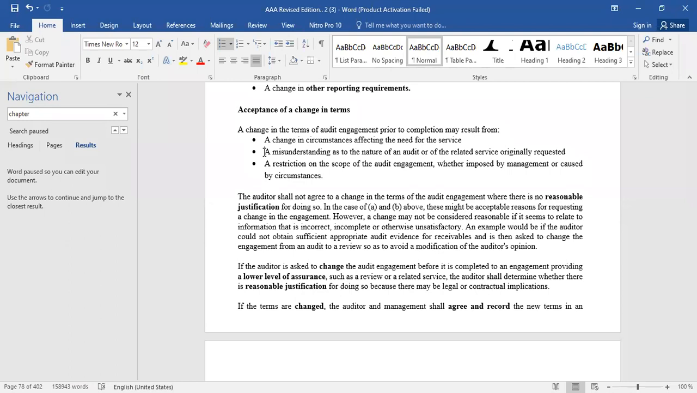The next one is misunderstanding as to the nature of the audit or the related service originally requested. If there's misunderstanding between me and the client, then obviously we have to agree again. We have to agree again if there is a misunderstanding between me and the client.